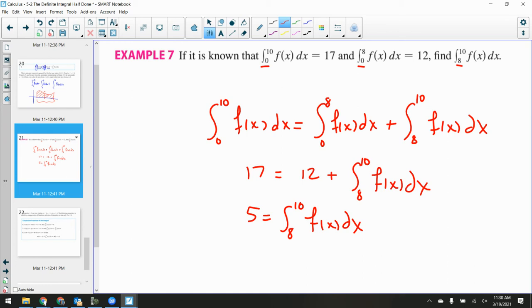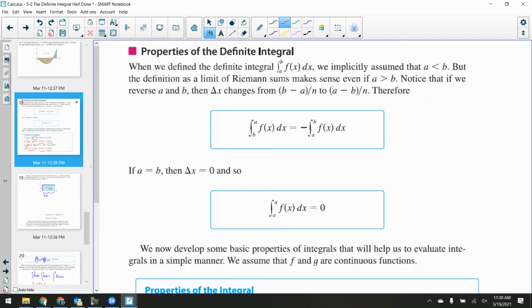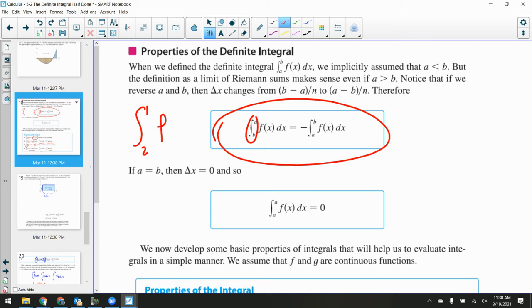Did I want to say anything else? Oh, I missed that property. I kind of skipped past it and I should have gone back to it. I'm sorry. This is kind of important as well. Notice that if these are ever misordered, like if I wanted the integral from 2 to 1 of f(x) dx, that is equivalent to the negative integral from 1 to 2 of f(x) dx.